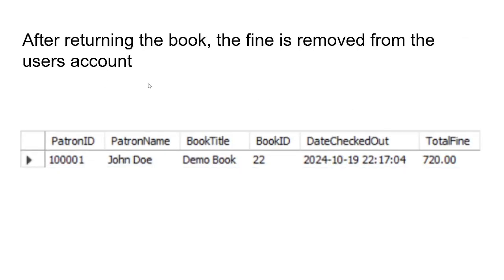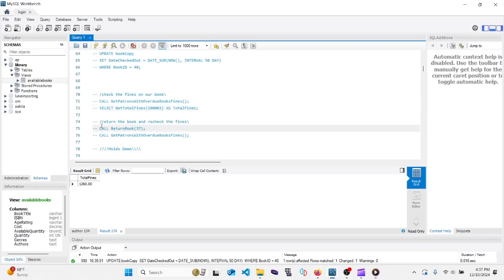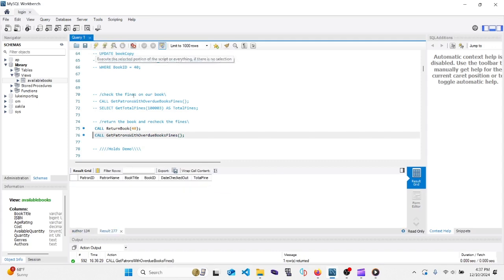I'll show this off. Once we return a book, the fine is removed, because once we have the book back, there's no need to fine the patron. So let's return the book of 40. And then let's call our stored procedure to actually get the books with fines. So once we return the book, this went away, and that was that.